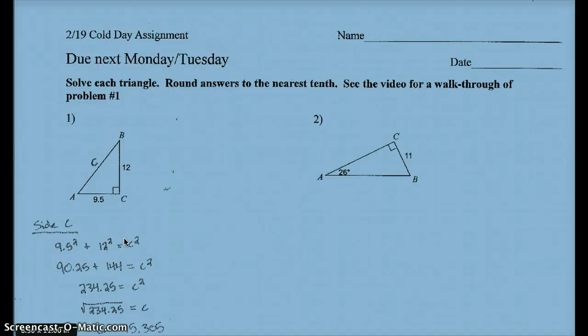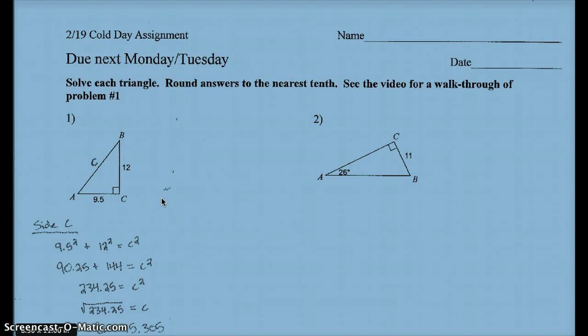Alright, so I'm just going to walk you through the first problem on your cold day assignment. If we look at this triangle, we can see that we're given two sides, 9.5 and 12. Those are the two legs of the triangle. And I've gone ahead and labeled the opposite side of the right angle as C. Remember, anytime I'm labeling my triangle, the uppercase letters are going to refer to the angles, and we're going to use lowercase versions of that same letter for the opposite side.